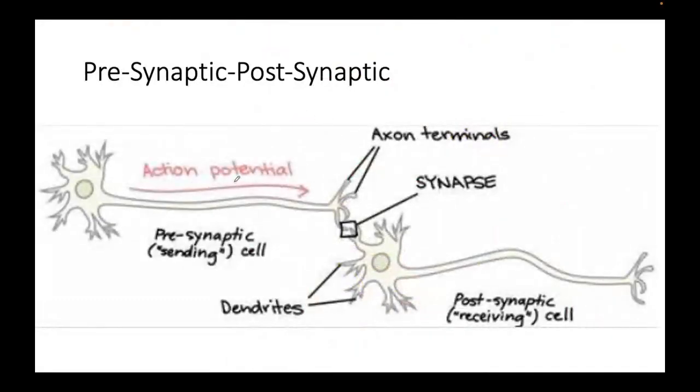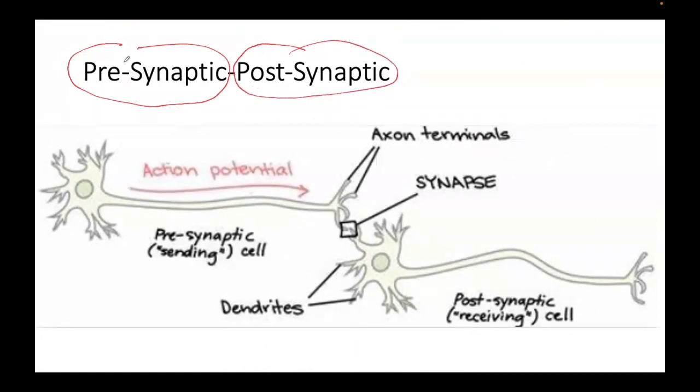Okay? So here, just to show you, we have one neuron over here, and then we have another neuron over here. And what we have is a presynaptic neuron, and then we have a postsynaptic neuron. Pre means before, post means after. So presynaptic, synapse, it's like where the connection is, right? That's where they're connecting and meeting, the synapse. So anything before it is pre, and anything after it is post.